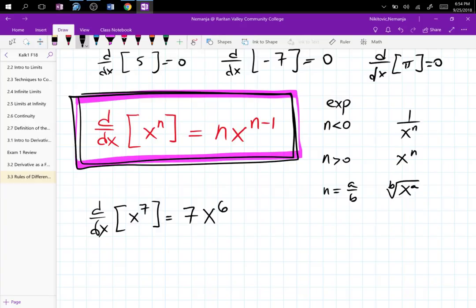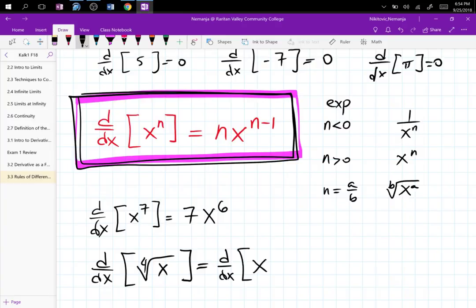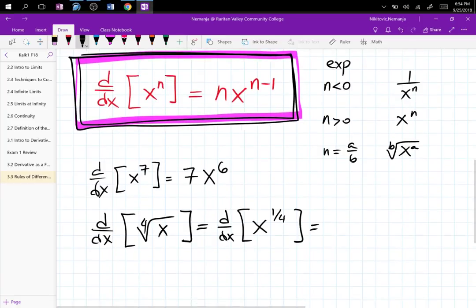What is the derivative of the 4th root of x? We are going to rewrite this first using algebra. This is the derivative of x to the 1/4. Very good. And now, unleash the formula. Your n is 1/4, so that goes 1/4 in front. x raised to the 1/4 minus 1, which is negative 3/4. And you're done. That's that.